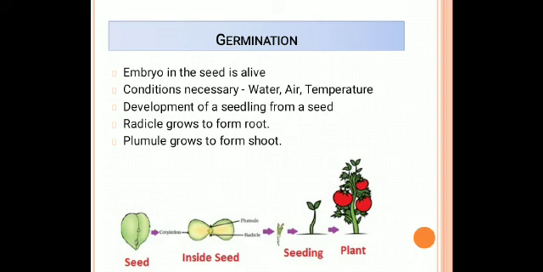So in the development of a seedling from the seed, what happens? First, the radicle grows, as you can see in the picture, to form the root. The root pushes down into the soil, absorbing water and mineral nutrients. Then the plumule grows to form the shoot system. When it comes out of the ground, green leaves develop from the cotyledons, and finally it grows into a new plant. This is the germination of the plant.